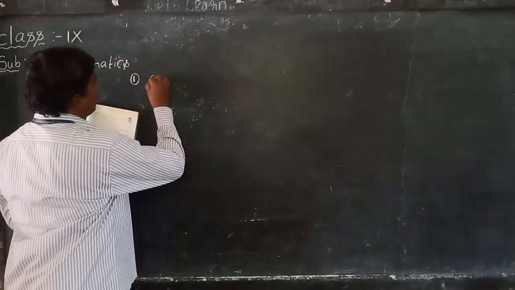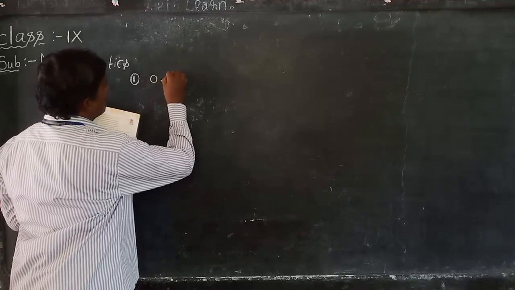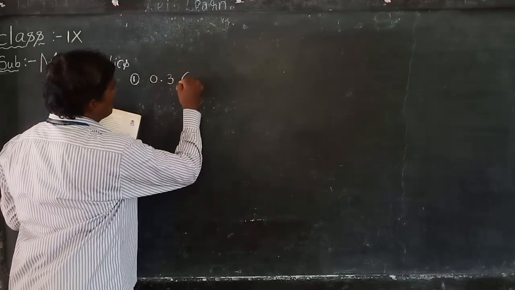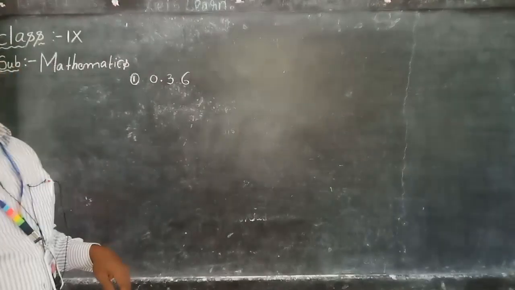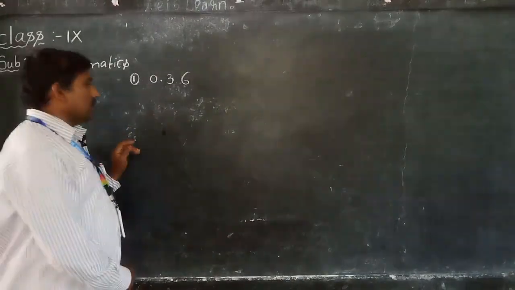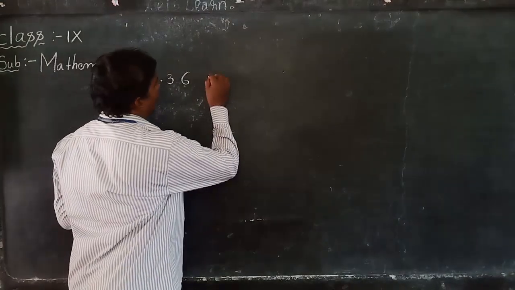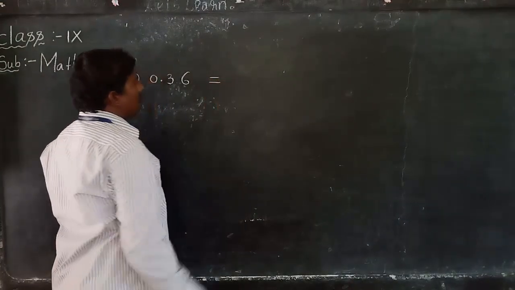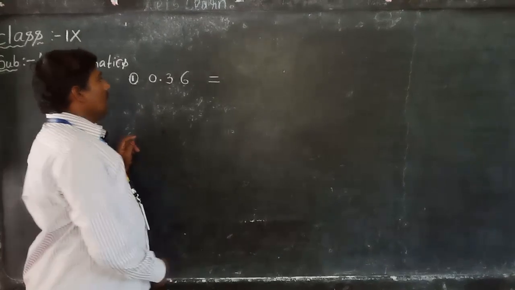Zero point 0.36. Okay, 0.36, this is in decimal form. We will convert it into a rational number in the form of p by q.